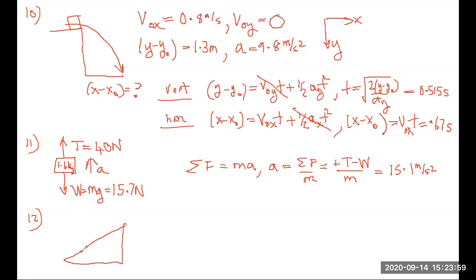So here's the incline, 25 degrees. And then we've got this block.